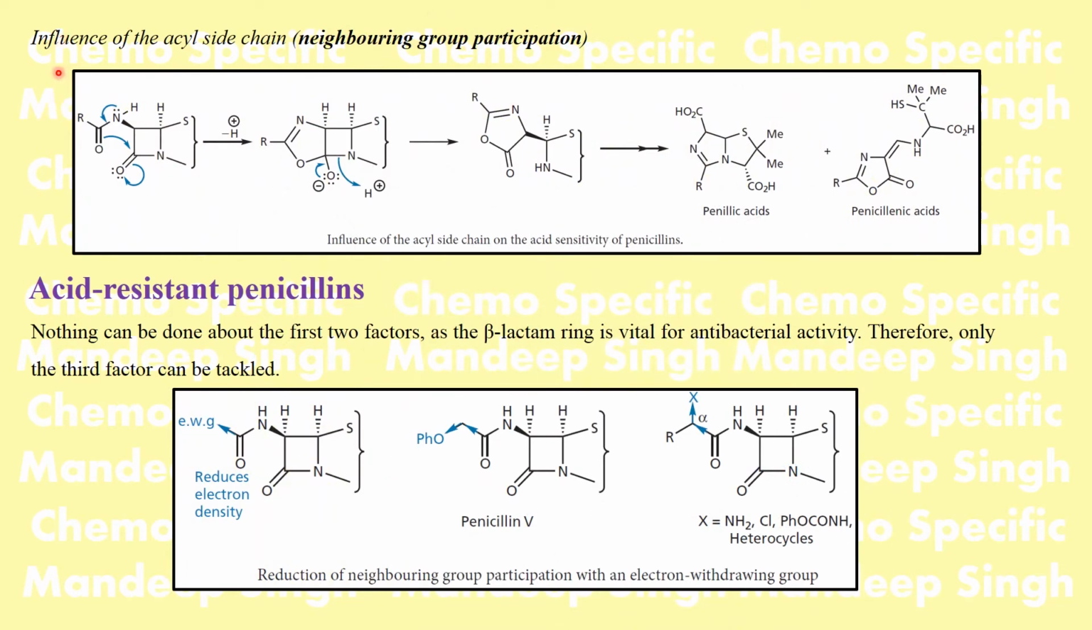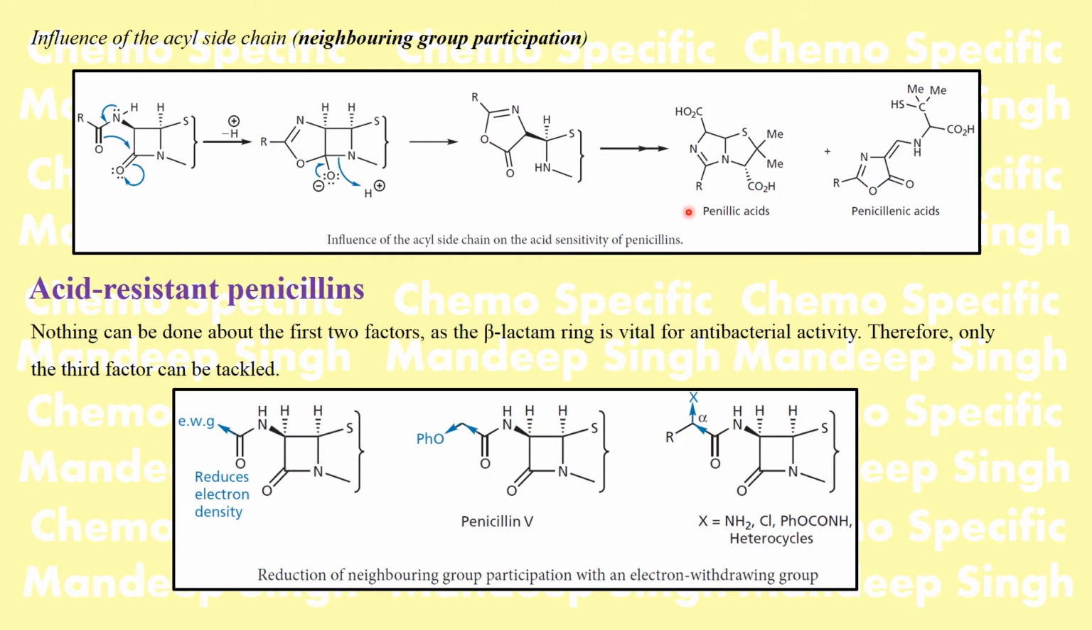The third thing that we are going to talk about is the influence of the acyl side chain, which we call neighboring group participation. When the R group is usually electron donating, or just a simple benzyl group, the lone pair of electrons on the nitrogen of this amide come in, and this oxygen attacks. These are the kind of rearranged compounds like penillic acid or penicillinic acid.